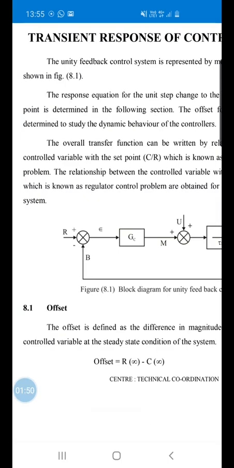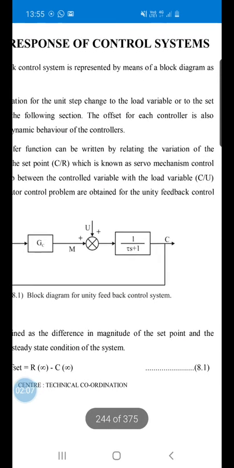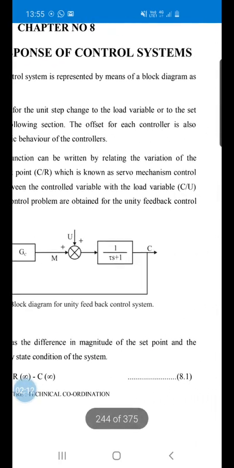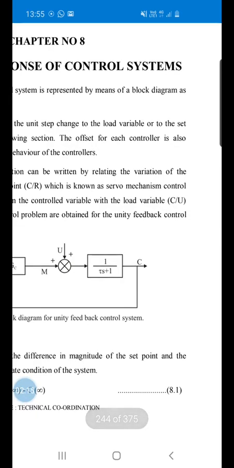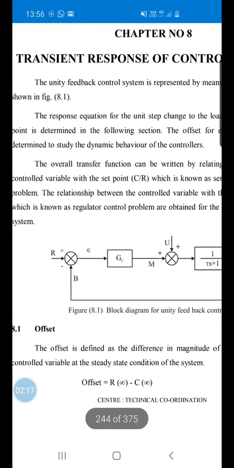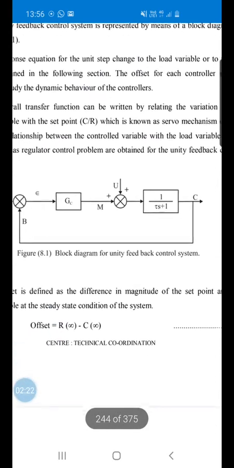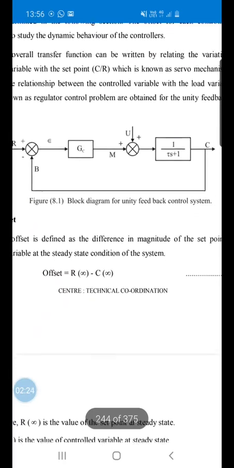This unity feedback system is used to write the overall transfer function. Now this overall transfer function can be written as the ratio of control variable to the set point, C by R, which is known as servo mechanism problem, and the relationship between control variable and load variable, that is C by U. So this is known as regulator problem. So these two are obtained for this unity feedback control system.